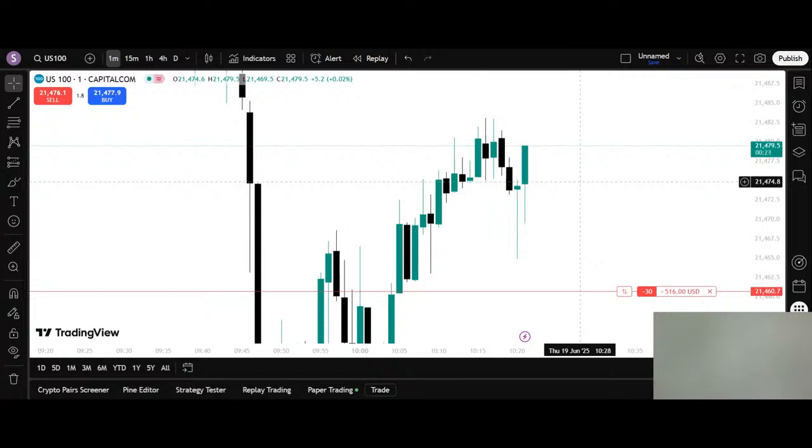Price is being very volatile. Volatility can be expected due to current conditions.